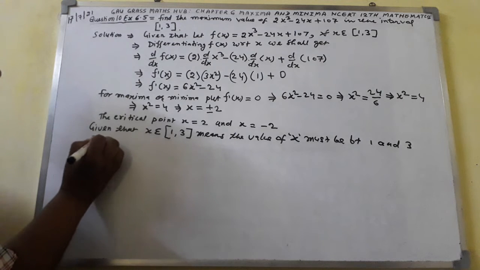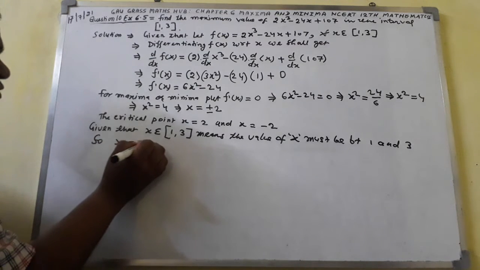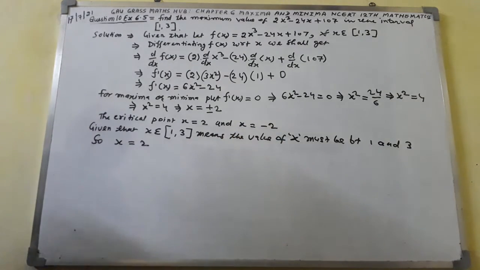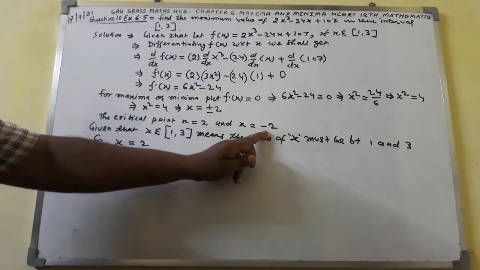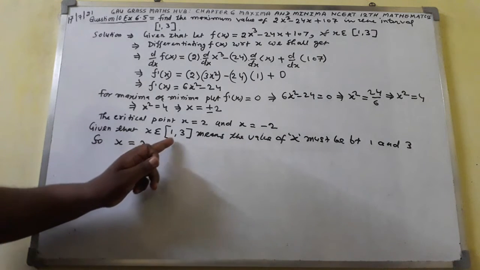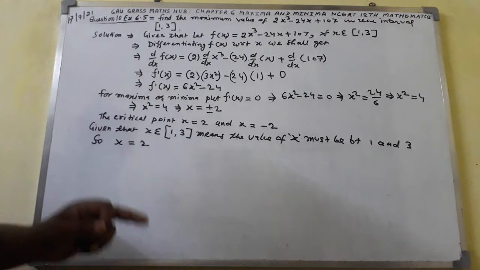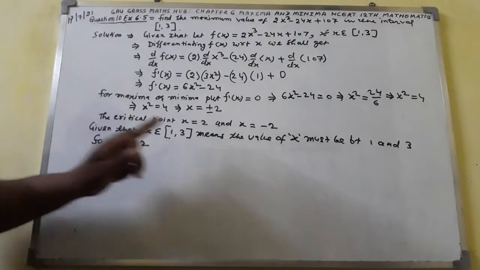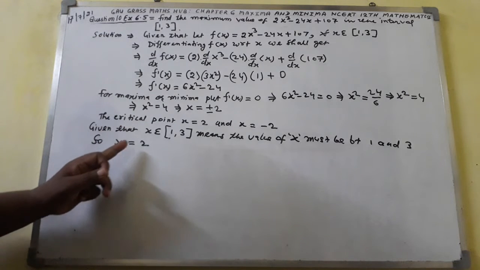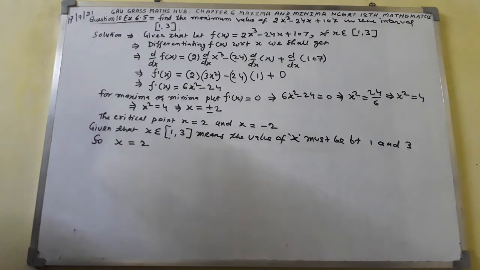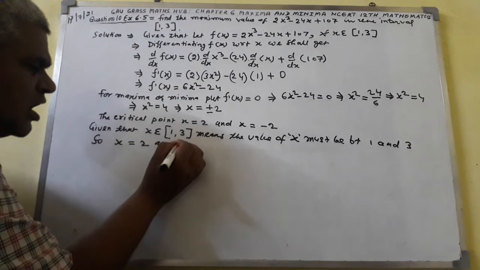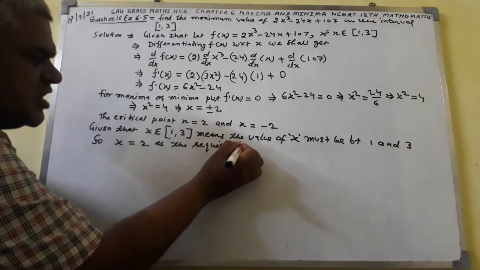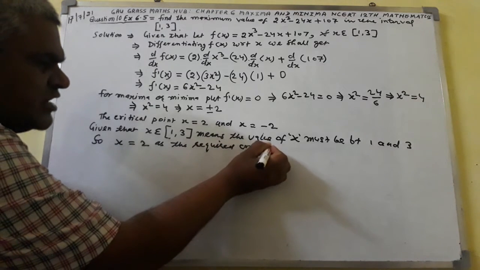So x equal to 2 I shall take, because here you can see x equal to minus 2 will not fall between 1 and 3, whereas x equal to 2 will fall between 1 and 3. That's why the value of x I shall take here is 2, as the required critical point.